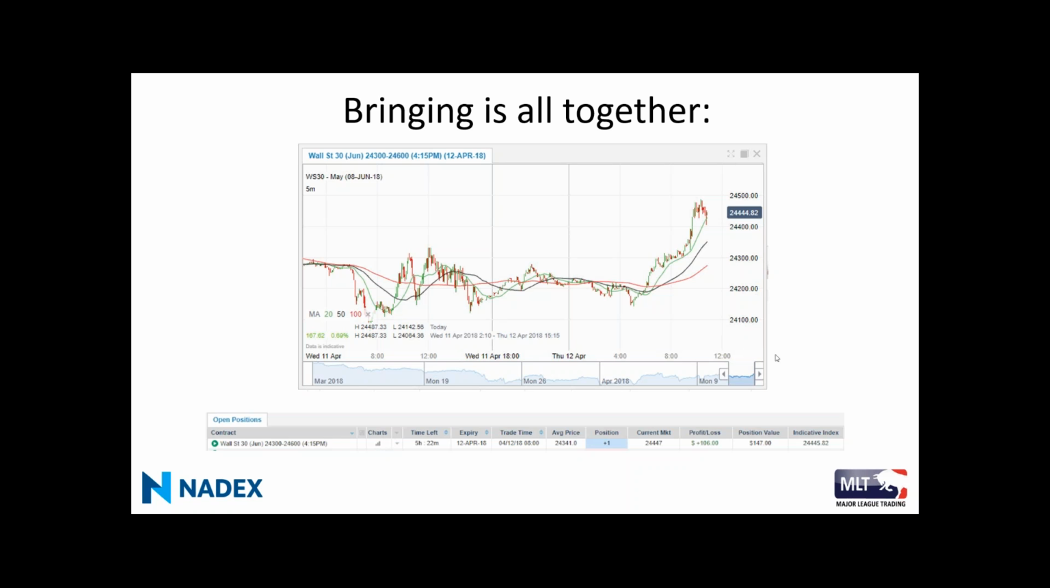This is just one I set up. It was a 5-minute chart. Okay, you'll see in this spread, this was a daily. There's 5.5 hours left. The floor of this one was 24,300 to 24,600. So it was a 300 range.